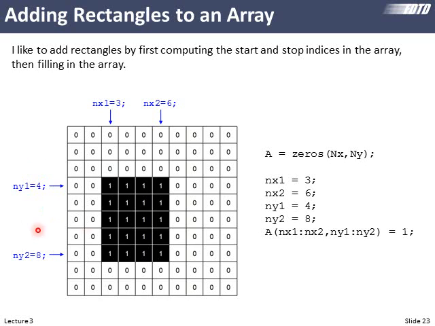Once I do that, I can just fill in that rectangle. So watch how this happens. We will initialize A, our 10 by 10 array, all to zeros. Then we define our start and stop indices, just how we're showing over to the left, and then in one command we fill in the rectangle. We say we want to fill in A from nx1 up to nx2, and from ny1 up to ny2, and we'll set all of those to 1s. So this little section of code creates this array with that rectangle sitting in there.